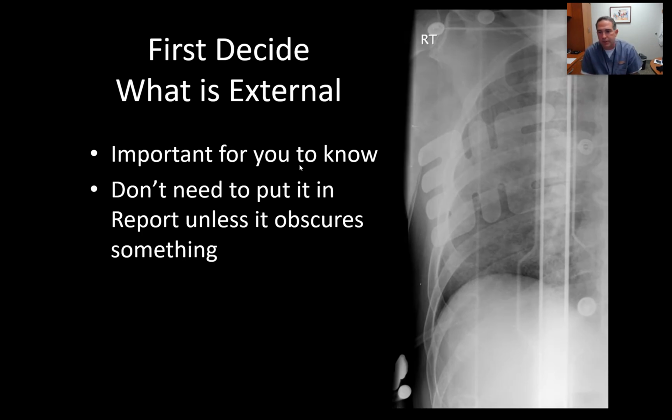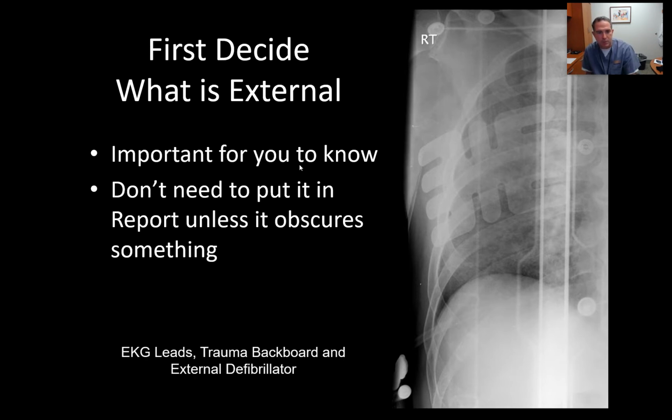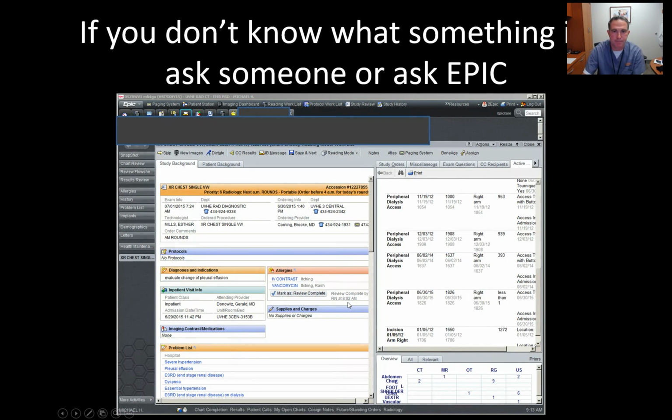One of the first tricks in the unit is to figure out what is external. You don't have to put all these things in the report, but it's important for you to know what they are, to kind of ignore them. You can mention them if they obscure something. But ultimately, we just want you to have the knowledge of what they are. So defibrillator pad, trauma backboard, EKG leads.